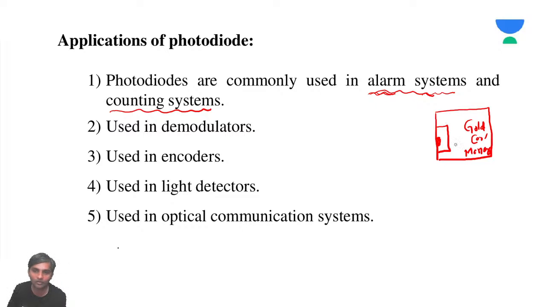When you lock it, completely dark inside, you don't find any light here. Let's say somebody is trying to open this door. When somebody is trying to open the door, let's say you have a photodiode here, connected to some alarm, some speaker.